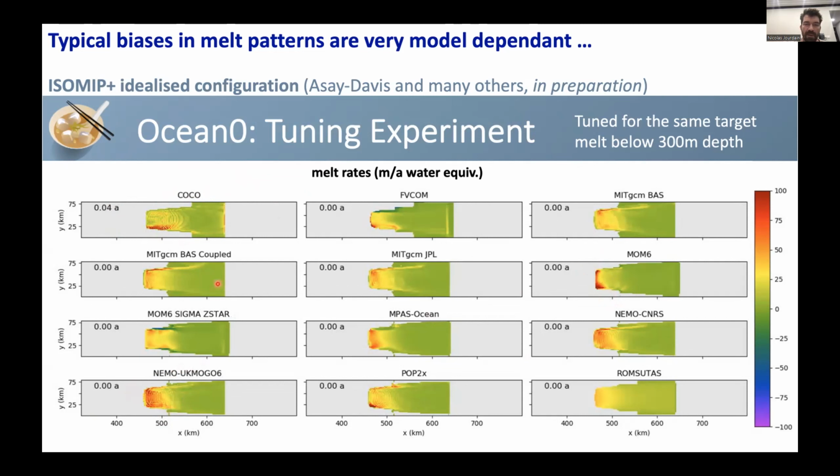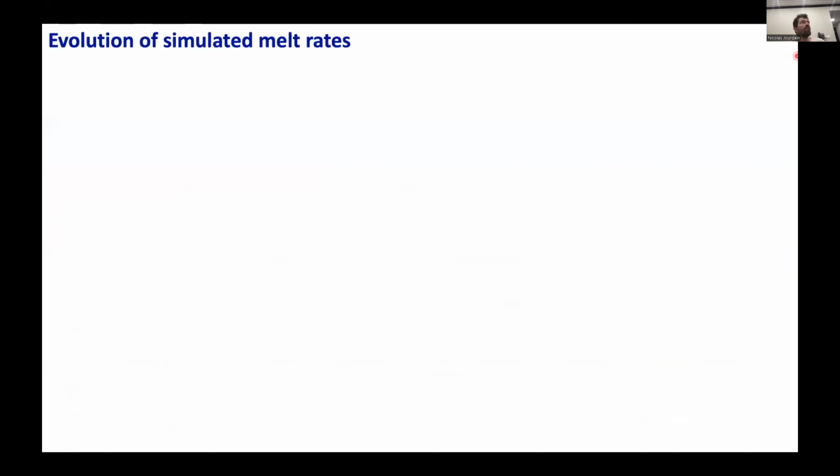You have also an east-west asymmetry that is reversed in some models compared to others. So just to say that there are also large differences across the models. It can be related to many things in the model, but it seems that the vertical coordinate system is one of the very important things.